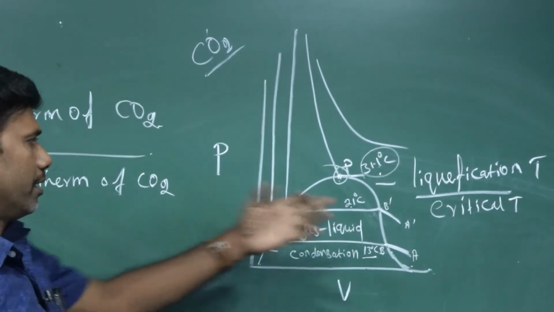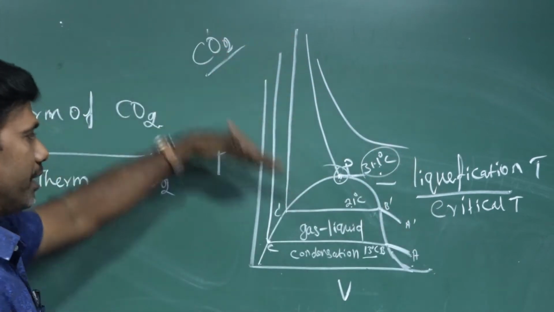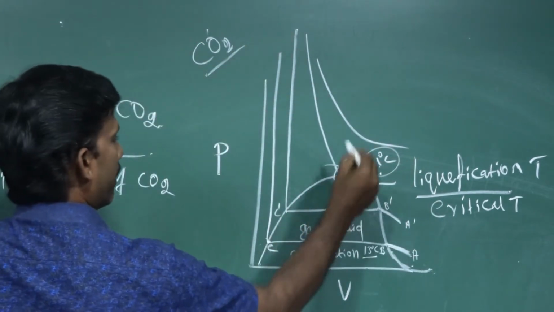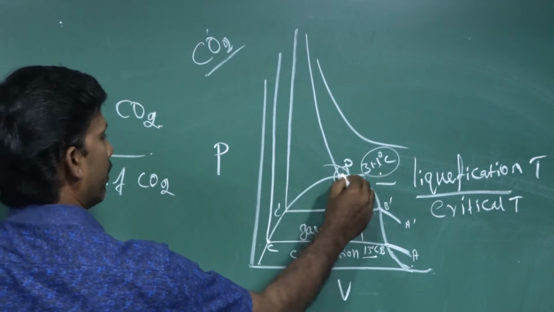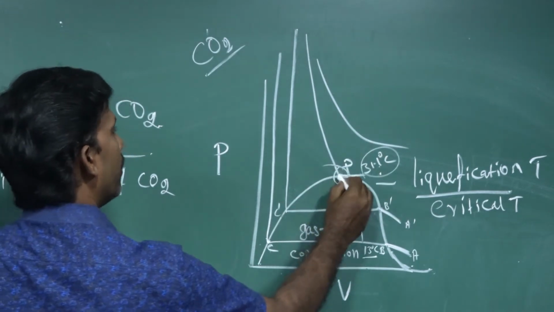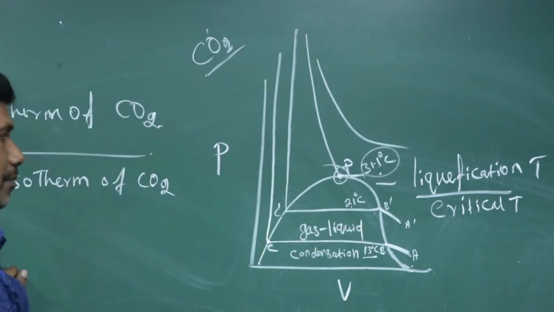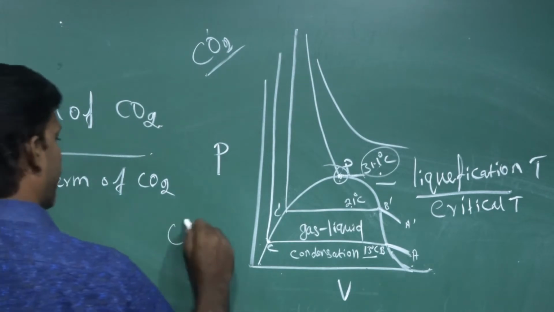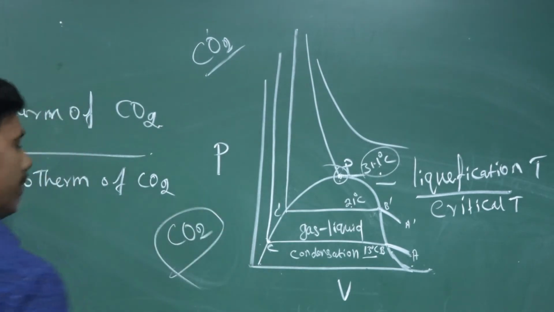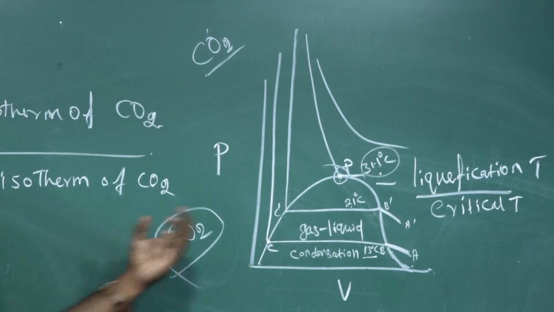How can we define the critical temperature? The temperature above which the gas cannot be liquefied, even at a high pressure, is called the critical temperature. This is for carbon dioxide. The PV isotherm for carbon dioxide was given by Andrews.